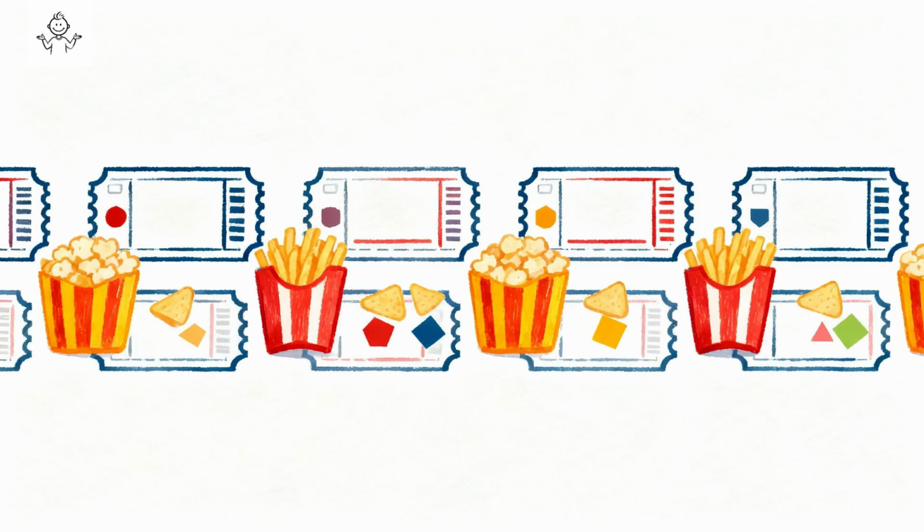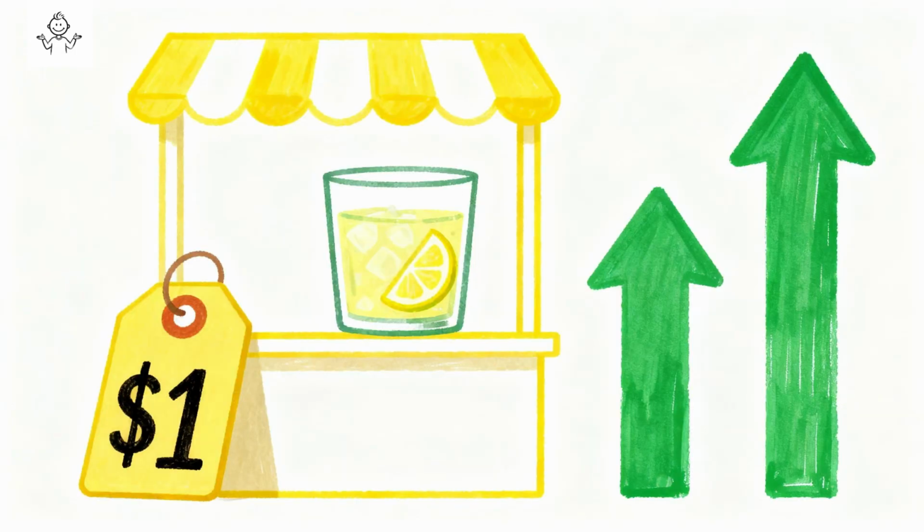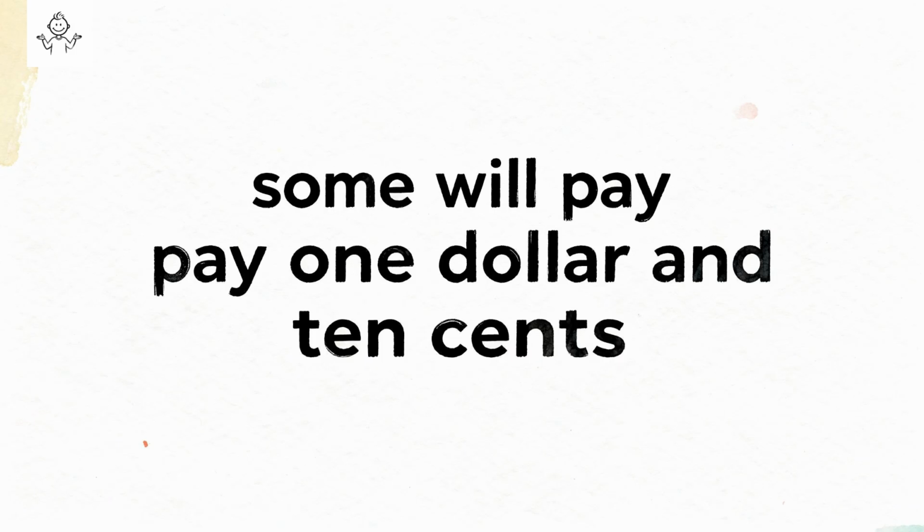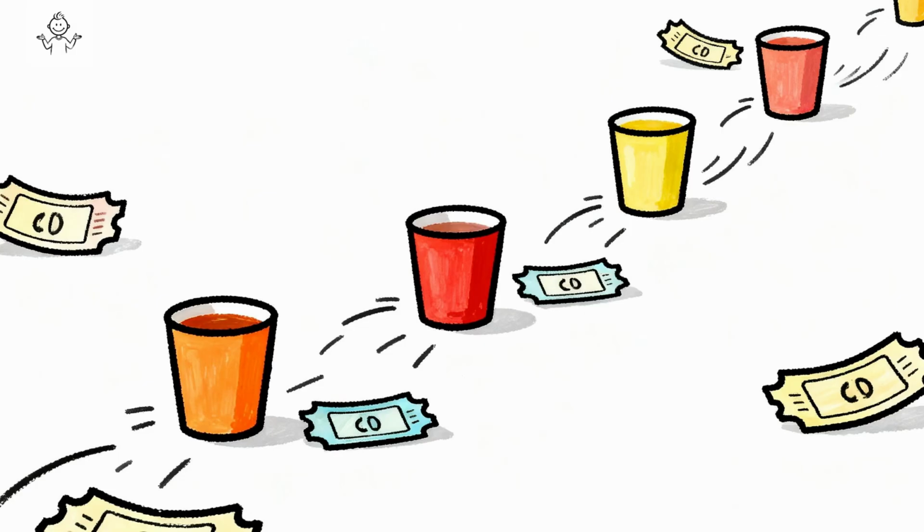If there are more tickets but the same number of snacks, prices rise. If your lemonade costs $1 and everyone suddenly has more tickets, some will pay $1.10. Not because it's tastier, just more tickets chasing the same cups.